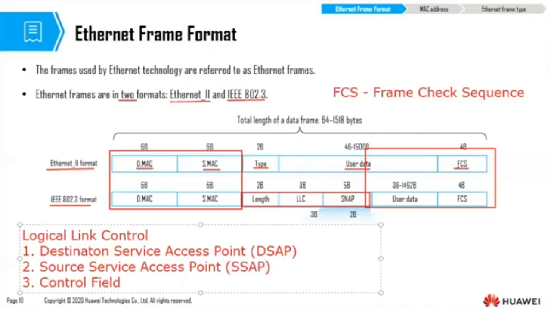DSAP is used as the type field of the Ethernet 2 frame, in a similar way. So DSAP, the destination service access point, on the IEEE 802.3 is used to specify the next protocol. So it can be IP, it can be ARP. So that is what it does.